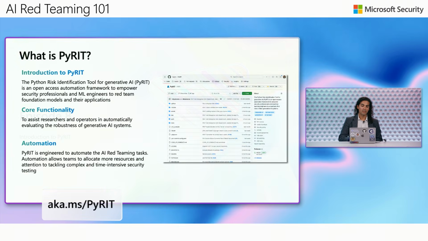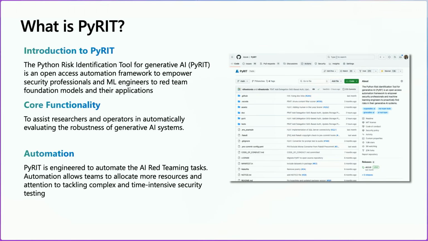So PyRIT is this AI red teaming tool that we built in-house. I'm very happy to say that I am the creator of PyRIT. This is an open source tool that we've given to the community to help security professionals and machine learning engineers to red team foundational models and the applications built on top of it. At the core of PyRIT is that we want to assist researchers during their operations to automatically evaluate the robustness of generative AI systems.